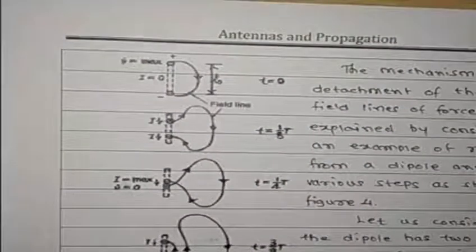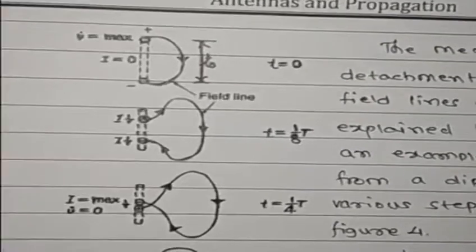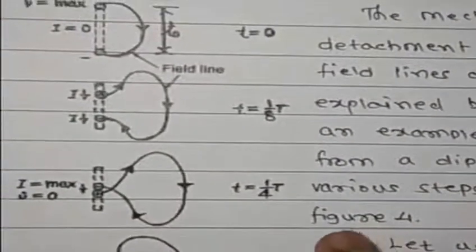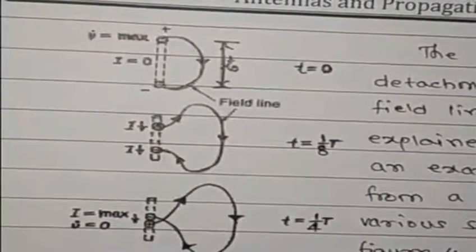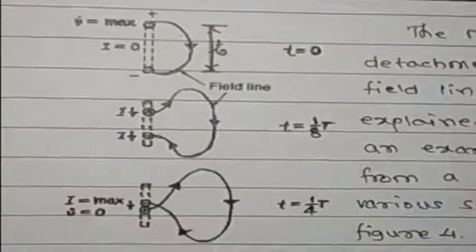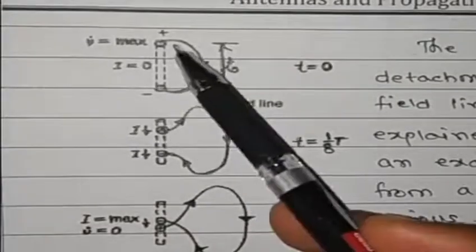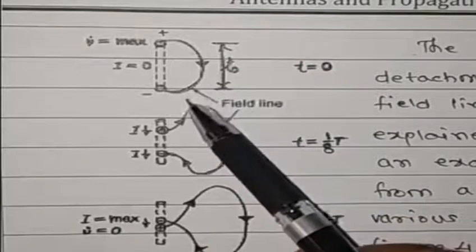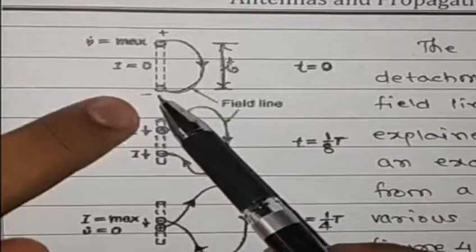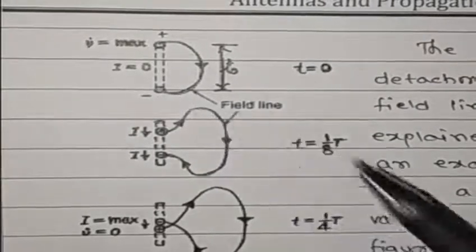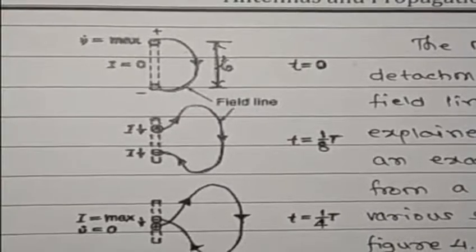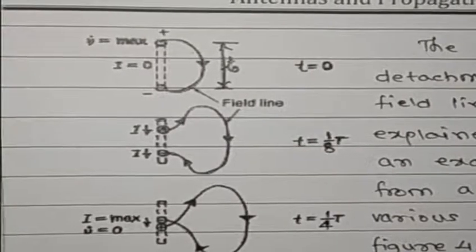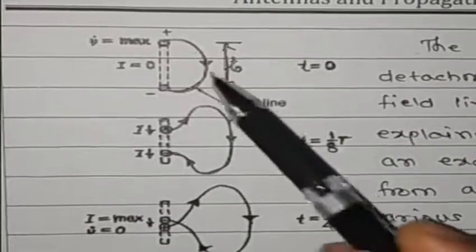Let me zoom on these images so that we can clearly see these pictures. So the first diagram indicates a dipole antenna. There is a positive charge at which the field line originates, and then there is a negative charge on which the field line ends.